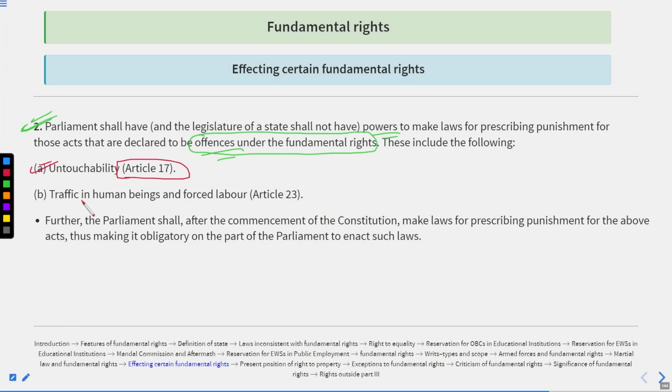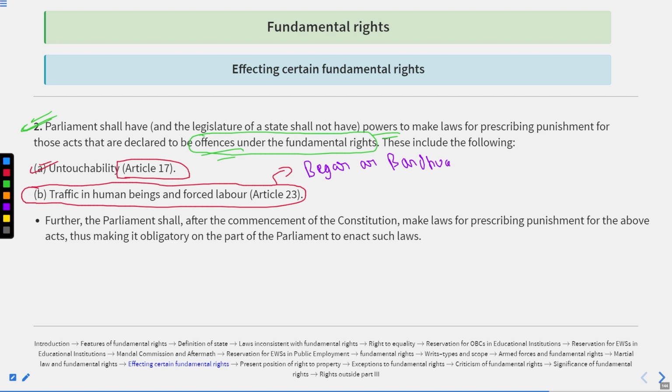All right. Thereafter, trafficking in human beings and forced labor, as per Article 23. Article 23 prohibits the practices of begar or bandhua, known as forced labor. Further, the Parliament shall, after the commencement of the Constitution, make laws for prescribing punishment for the above acts, thus making it obligatory on the part of the Parliament to enact such laws.